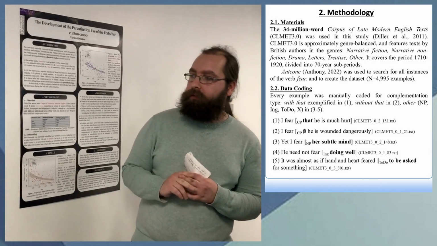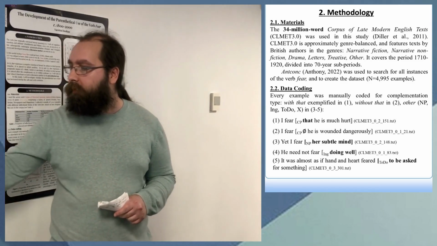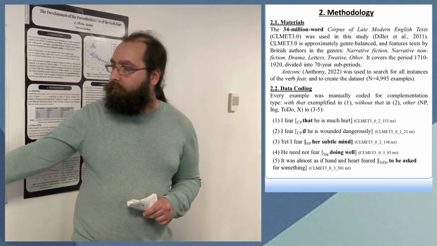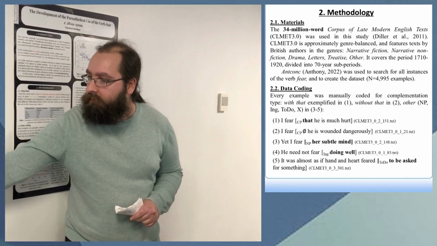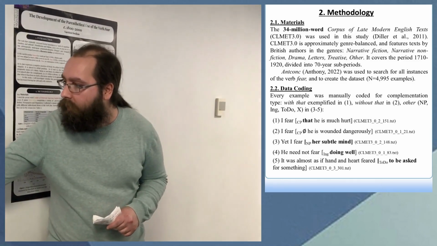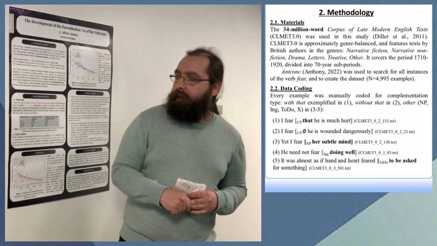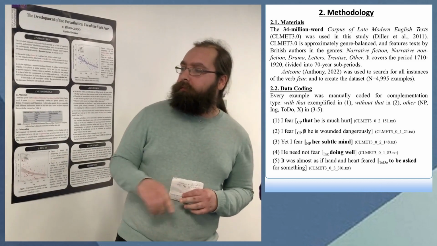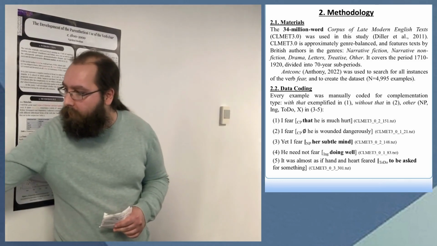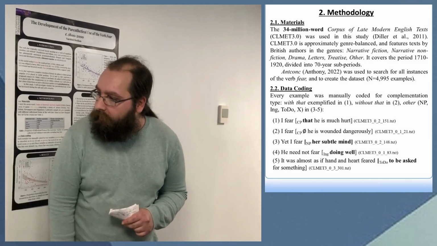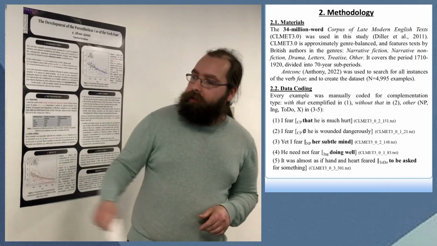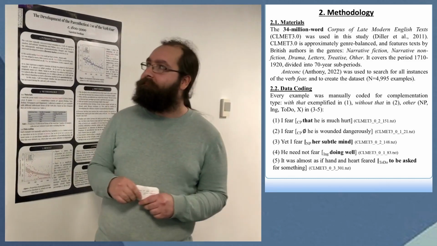The two variables that I'm interested in are with an overt that, as in 1, I fear that he is much hurt. Without that, as in 2, I fear he is wounded dangerously. And other complementation patterns, such as nominal complements, as in 3, I fear her subtle mind. And infinitival complements, as in I fear doing something, I fear to do something, as in 4 and 5. He need not fear doing well. It was almost as if a hand and heart feared to be asked for something. And X for false hits and so forth, anything else.